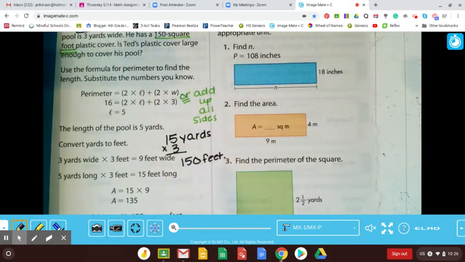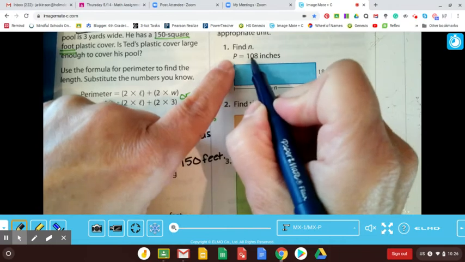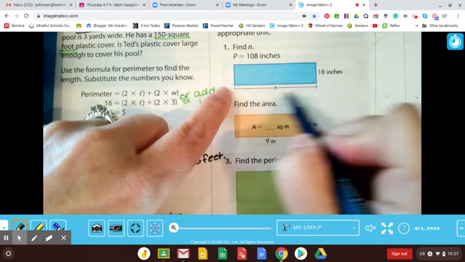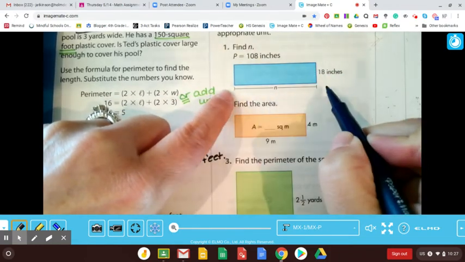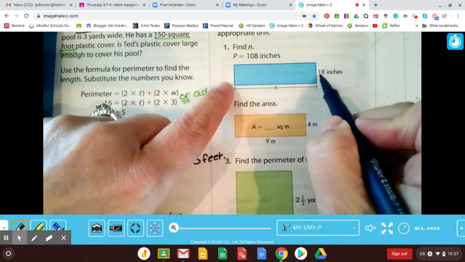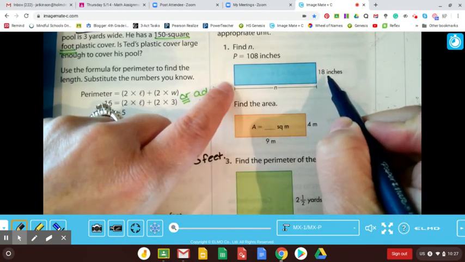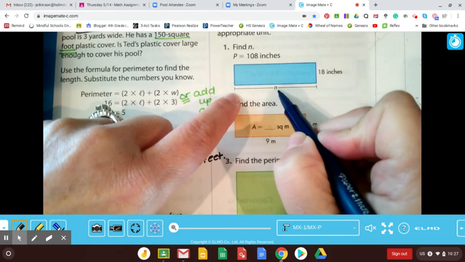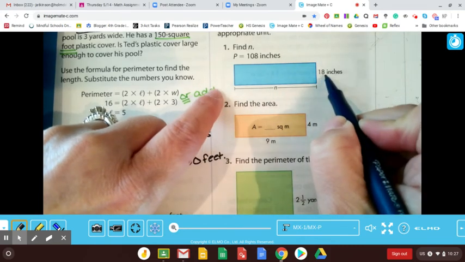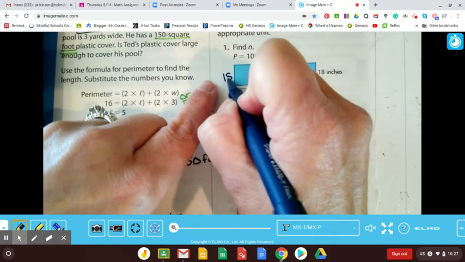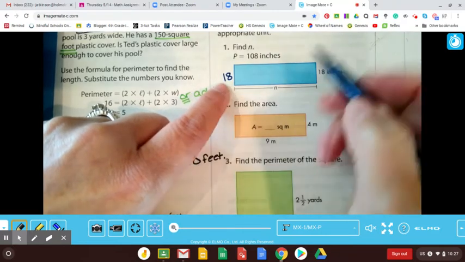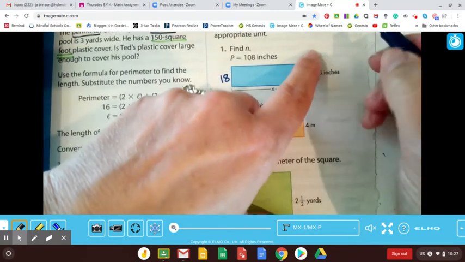Here we go. We are looking for n. So it's telling us that the perimeter, the distance around the rectangle, is 108 inches. We know that the width is 18 inches, and we want to find the length. All right. If we know that this is 18, then this must be 18. And now we can add it up, 18 plus 18.